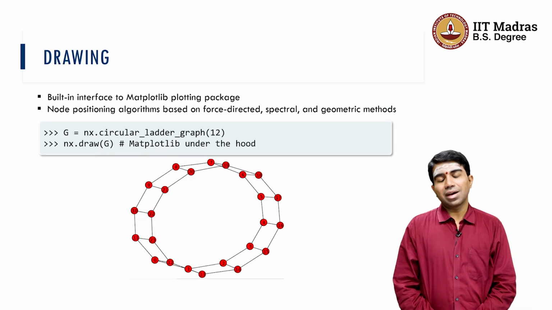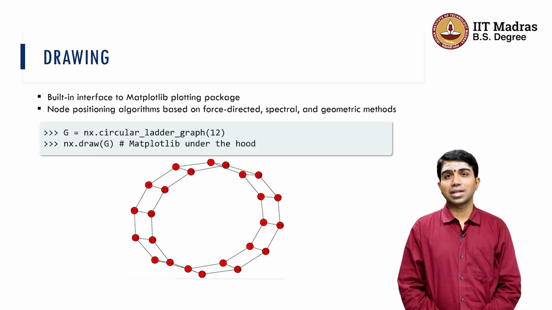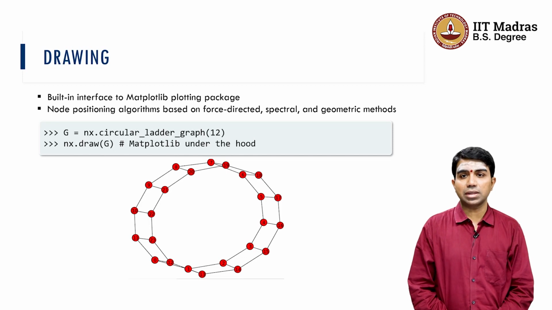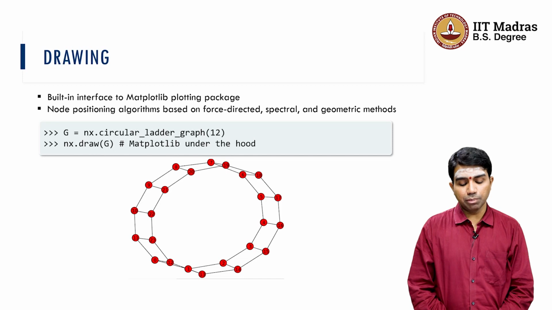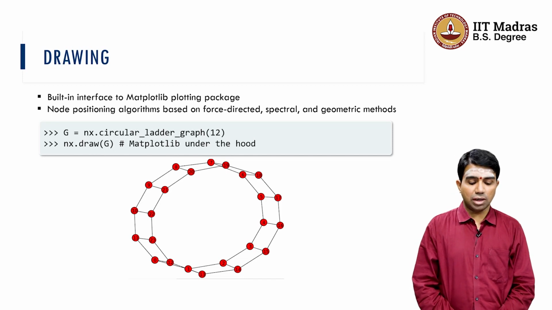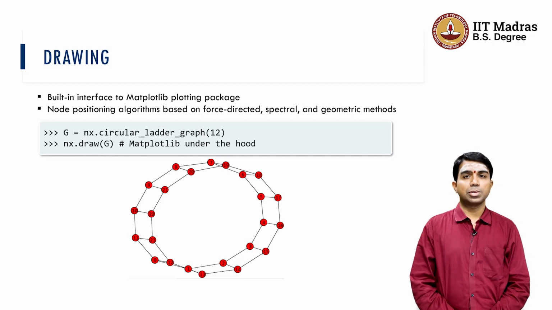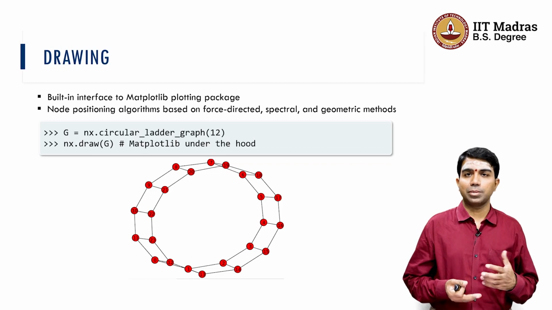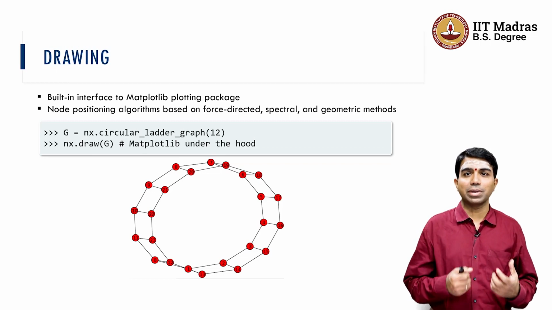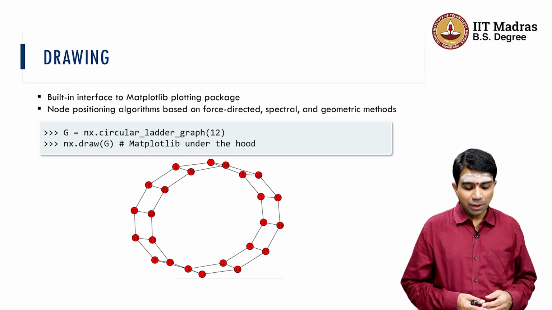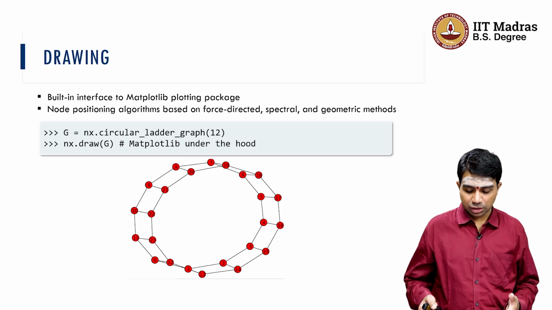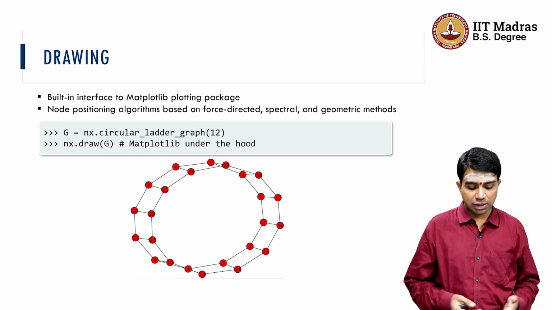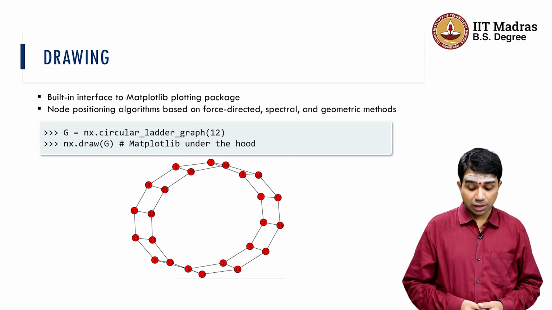And drawing, this is not the greatest strength of NetworkX, but nevertheless it is often useful, at least for visualizing simple graphs, and this leans on matplotlib. You must be familiar with NumPy, matplotlib and so on, which are some of the big pillars of Python. And what you see here is that there is a very simple way to draw these graphs. So, just say G is nx dot circular ladder graph.